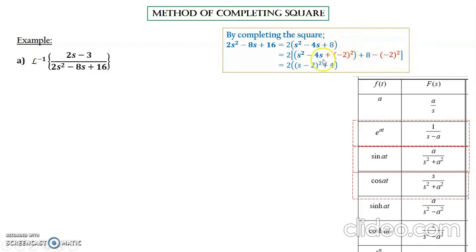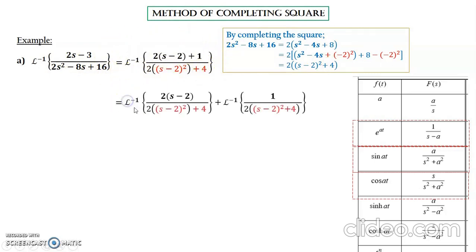And then after that, kita rewrite it as S tolak 2 kuasa 2, tambahkan dengan 8 tolak 4 sama juga dengan 4. So finally, denominator ni you boleh tulis balik dalam bentuk 2 S tolak 2 kuasa 2 tambah 4. Okay. And then, you dah dapat dalam bentuk macam ni. Kita boleh apply linearity theorem. Okay. So, menggunakan linearity, kita boleh pecahkan kepada 2.